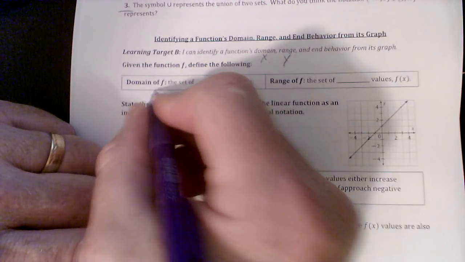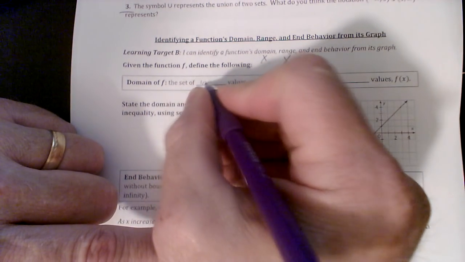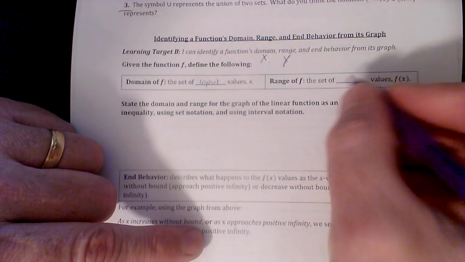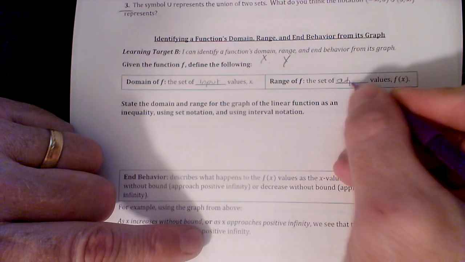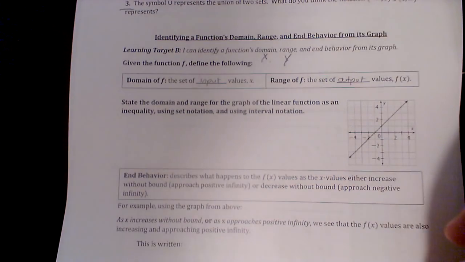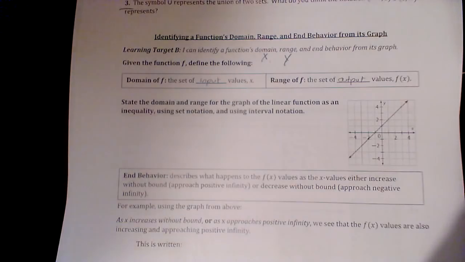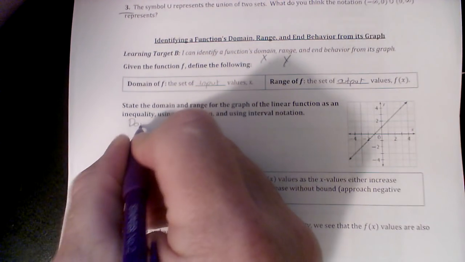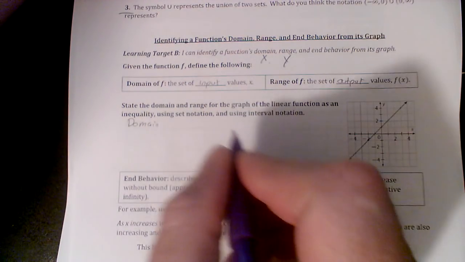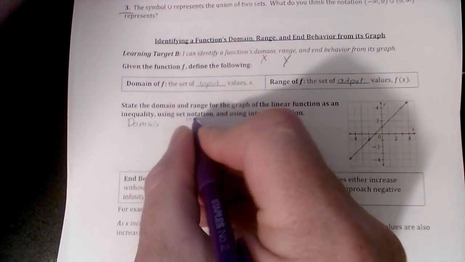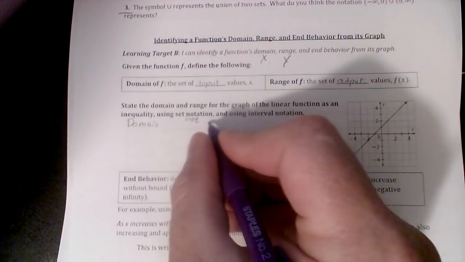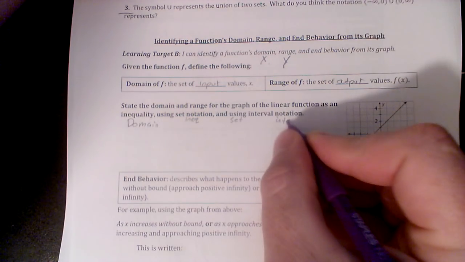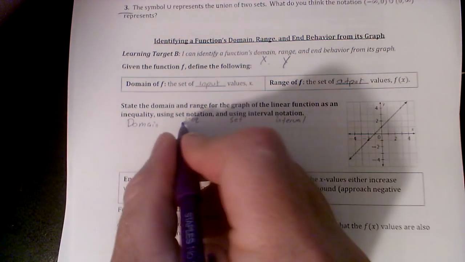Domain of f, the set of inputs, which is x. Range of f, the set of output values, which are y. So you input your x into an equation, and out comes a y. All right, so we're going to state the domain. I'm going to write domain right here. And we're going to do them all as inequalities, so I'm going to write INEQ. We're going to do it in set notation and interval notation.